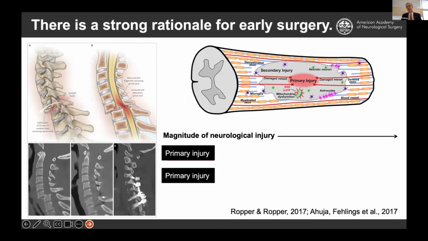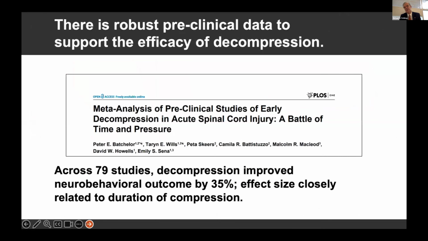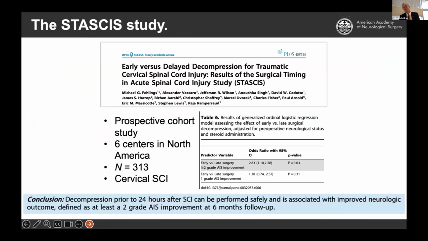So if you consider the constellation of the primary mechanical damage and then the secondary injury that evolves, there is a strong consideration around the idea that decompression of the injured spinal cord and stabilization of the unstable column can attenuate secondary injury. And in fact, this is supported by a wealth of basic science evidence.